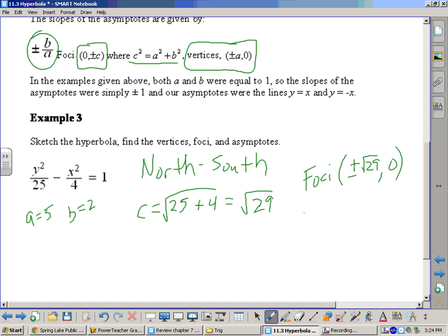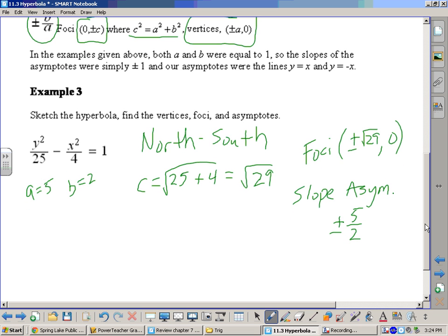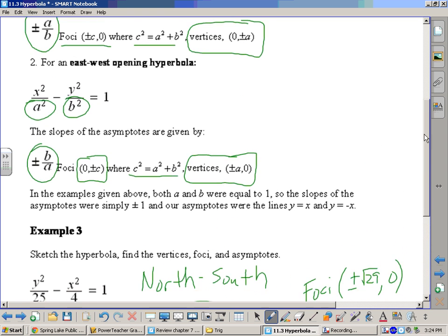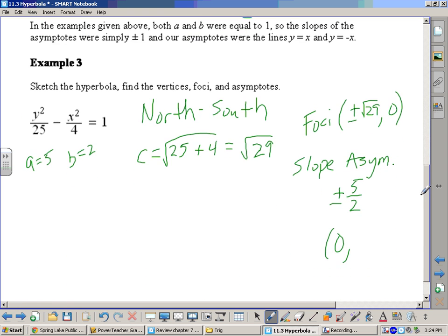The slope of the asymptote will be plus or minus A over B, so 5 halves, plus or minus 5 halves. And then we can identify the vertices to be 0, and in this case, it'll be the y values plus or minus 5. So that's how you identify the parts to it.